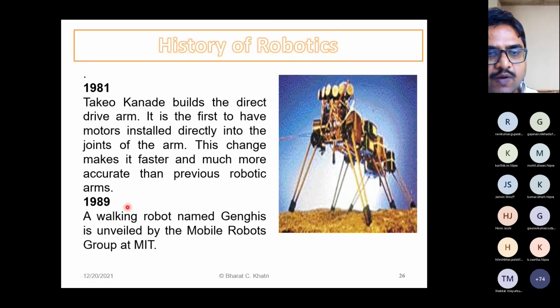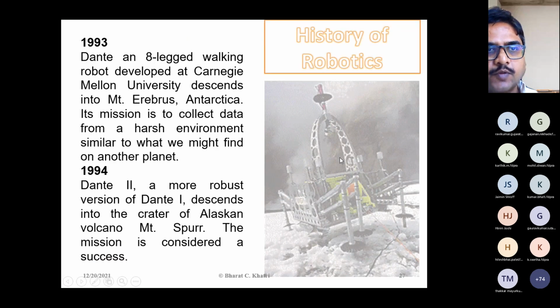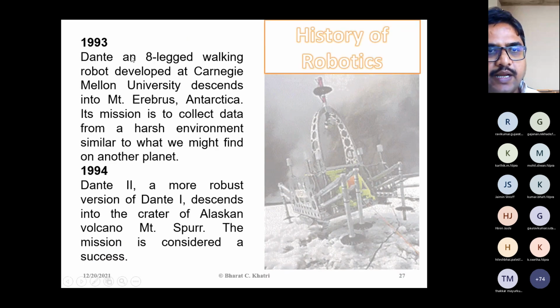Here in 1989, the walking robot named Genghis was unveiled by the Mobile Robots Group at MIT. MIT developed this mobile robot. 1993, Dante, an eight-leg walking robot developed by Carnegie Mellon University, descended at Mount Erebus, Antarctica. So they used this eight-leg robot in Antarctica for the harsh environment. In 1994, Dante 2 was made to go to the Alaska volcano.